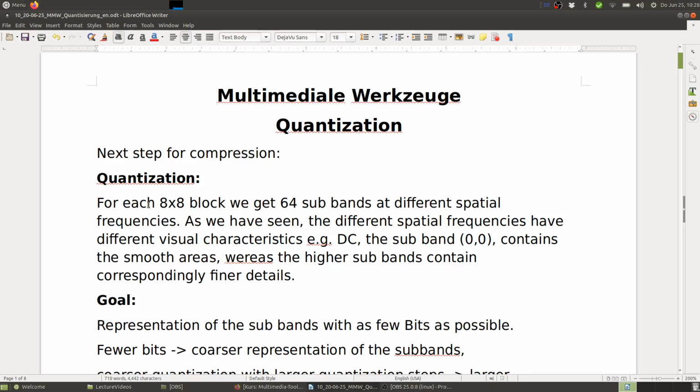So for each 8x8 block we get 64 subbands in different spatial frequencies. So horizontally 8 and vertically 8 subbands from the DCT. As we have seen, the different spatial frequencies have different visual characteristics. For instance, DC, the subband 0,0, contains the smooth areas, whereas the higher subbands contain correspondingly finer details.